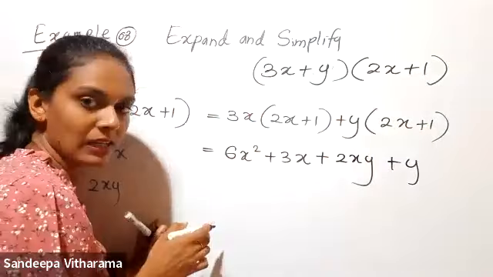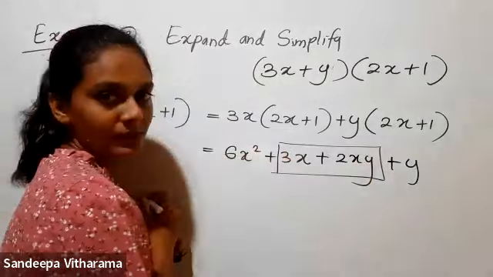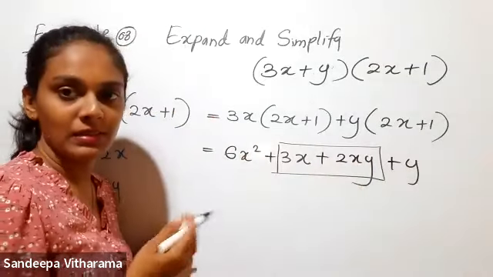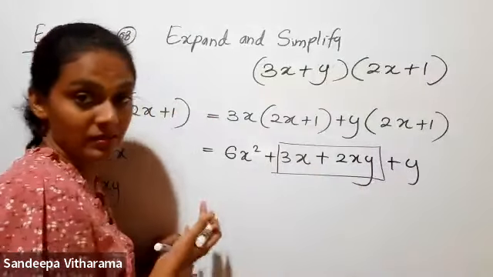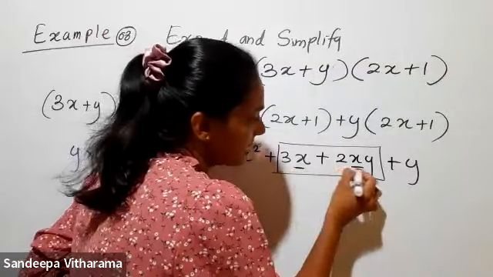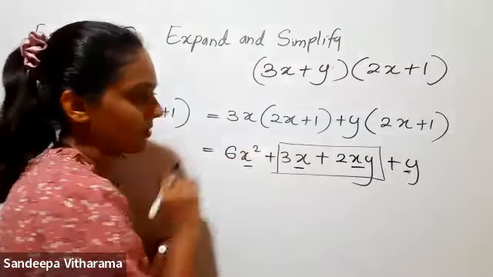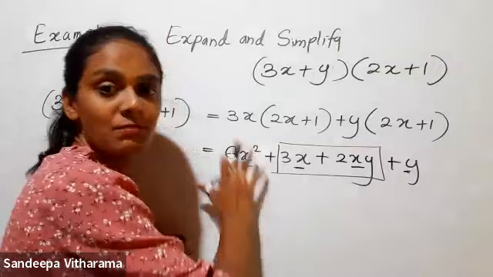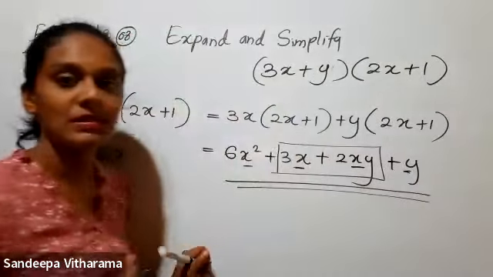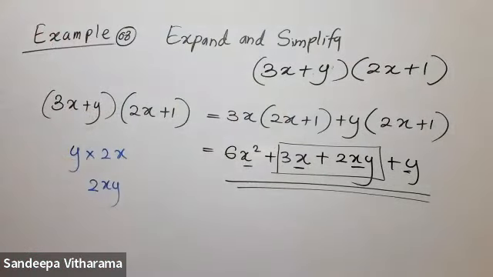But now look carefully. Can we add these two, or any two terms out of these, or any three terms? No, because their algebraic parts are different from each other. Okay? In this case also, we can't simplify this further. Then this is the final answer. That means this is the simplest form.